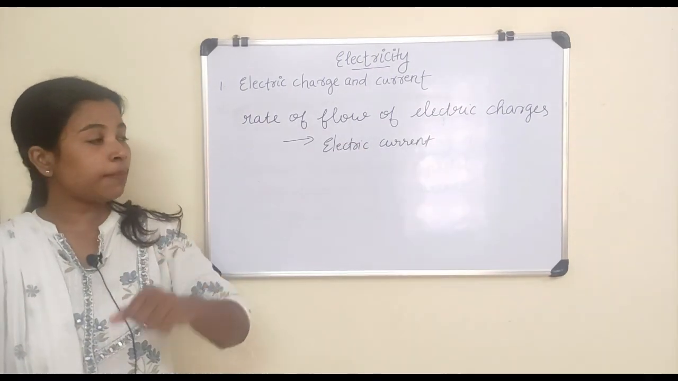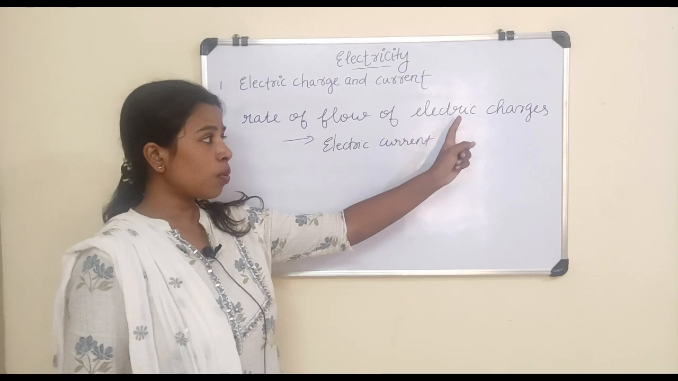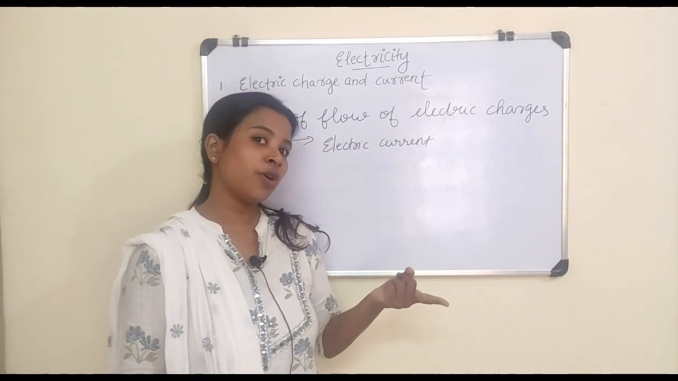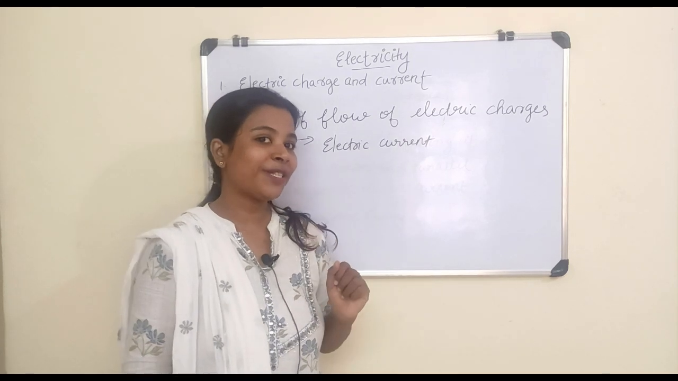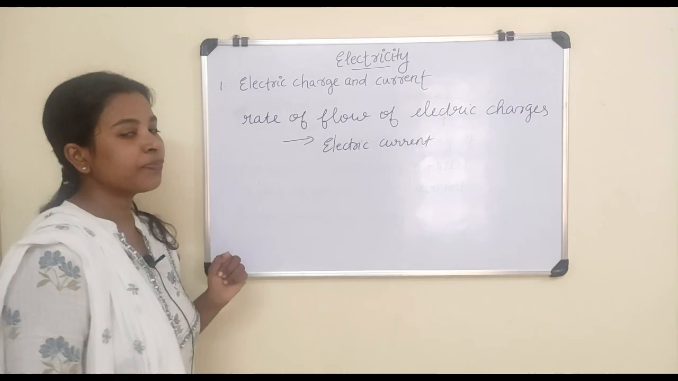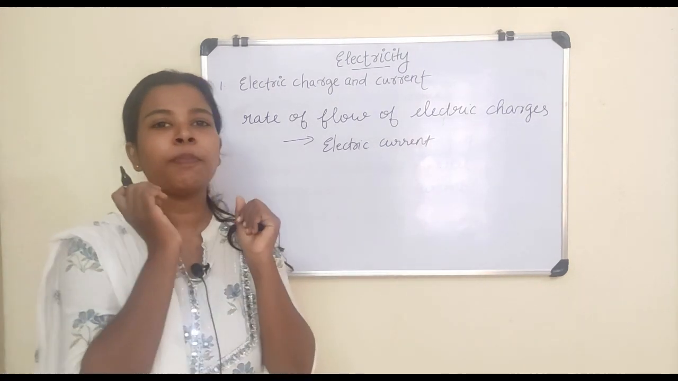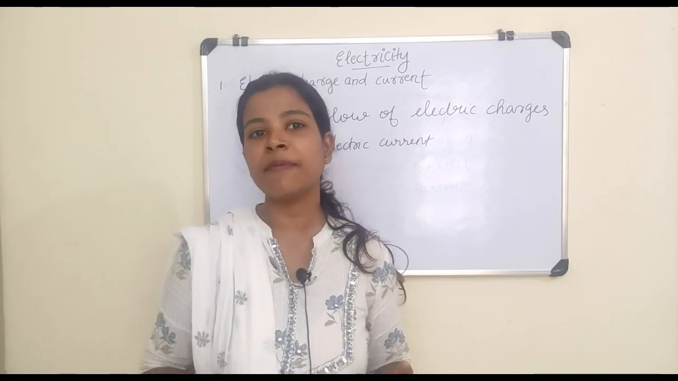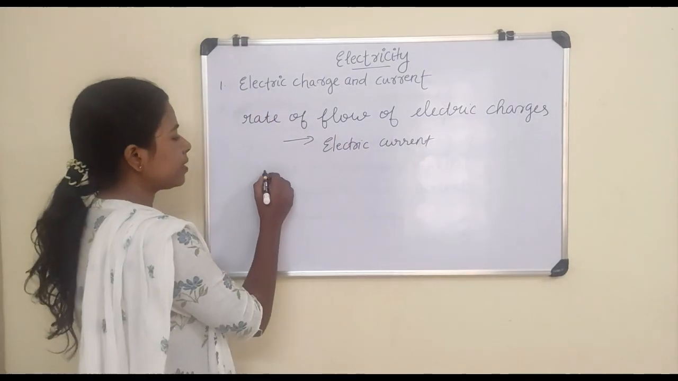Okay, so the rate of flow of electric charges is known as electric current. Now let's go deep into this sentence. What do you mean by electric charges? For this you have to go back to your chapter structure of atom, which you learned in 9th standard. Okay, so you know what is the basic part of a matter? What is the most fundamental unit of a matter? It is atoms.